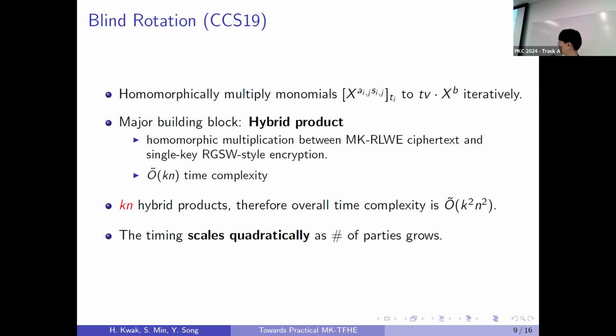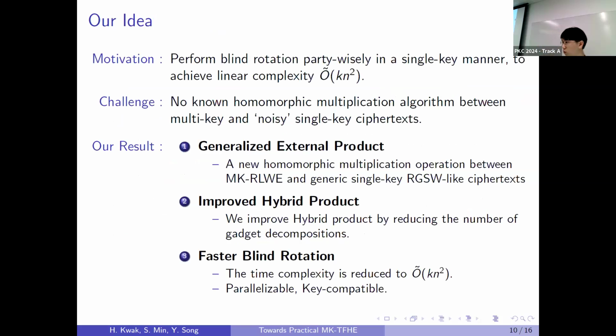So it can multiply a multi-key ciphertext and a single key ciphertext. It has the time complexity of O(kn). Since the LWE ciphertext for the multi-key scheme has the length of kn, we require kn hybrid products. So it makes the overall time complexity of blind rotation O(k squared n squared). Note that it has a k squared term. The time scales quadratically as the number of parties k grows. So what we want to do in this work is to mitigate this time complexity to linear.